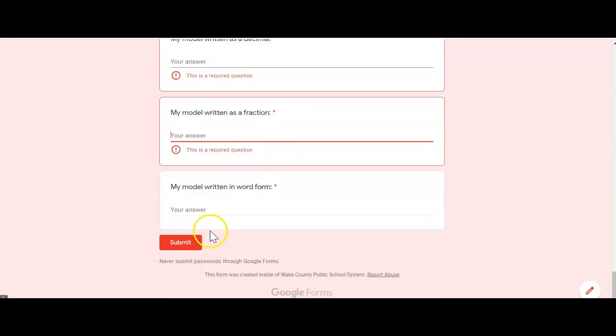And after you've done that, just go ahead and click submit. So this is your independent work. After you've completed all of these, go ahead and click submit.